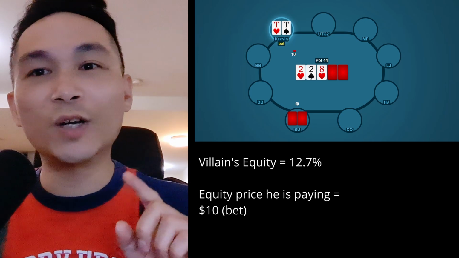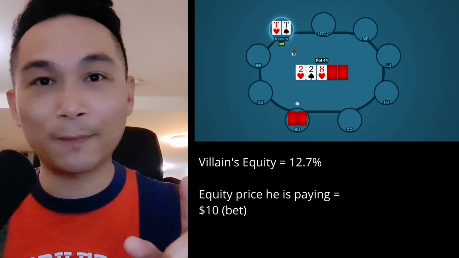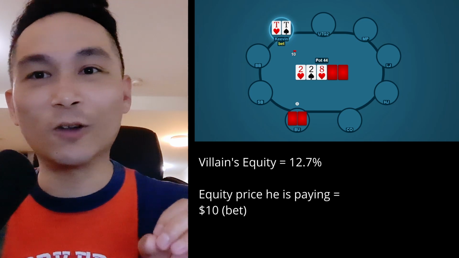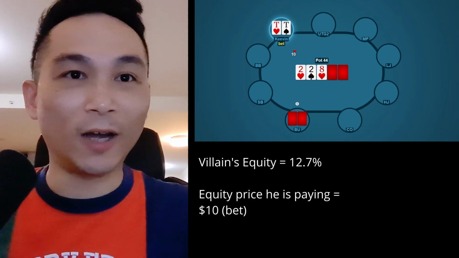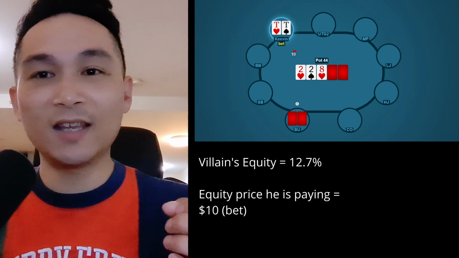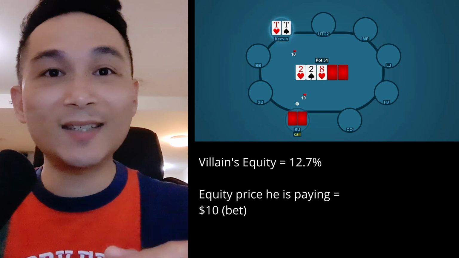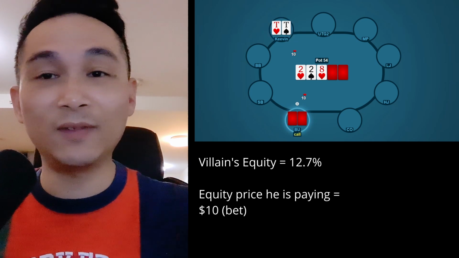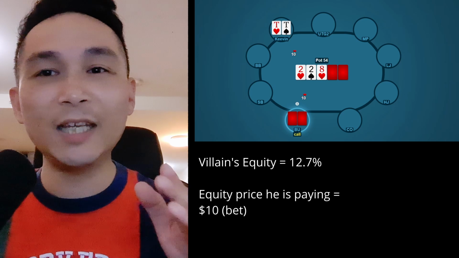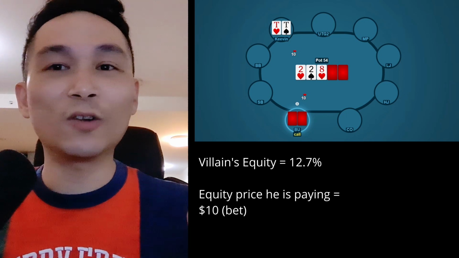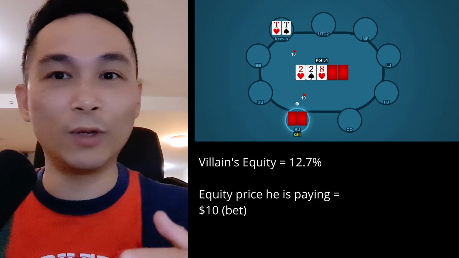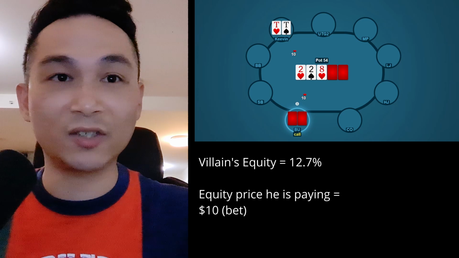So the pot was $34 on the flop. Once I bet $10, that is added to the pot, making it $44. If the villain calls, his $10 is also added on, making it $54. So he would be paying $10 to potentially be in the lead to win $54. We're going street by street.